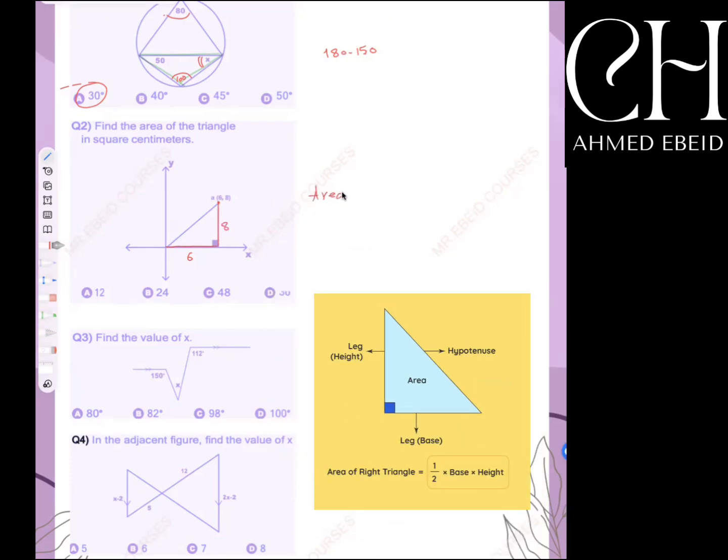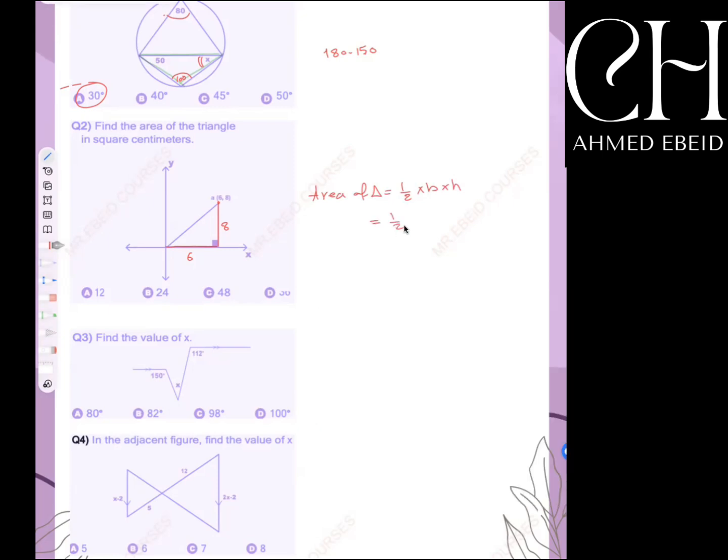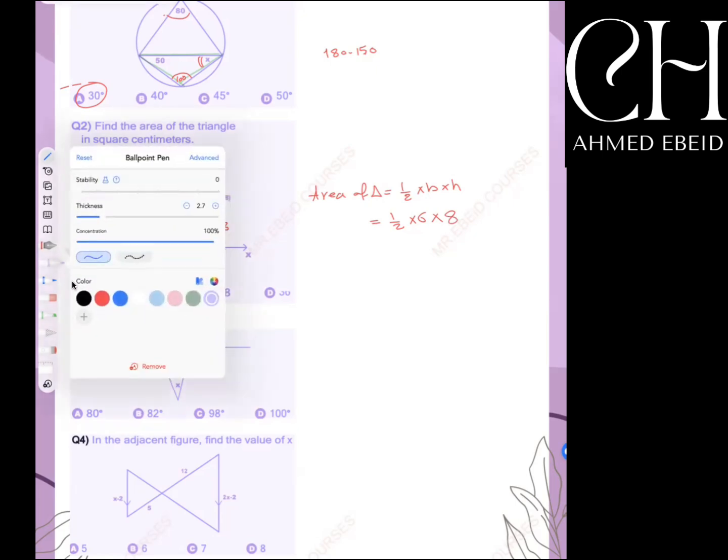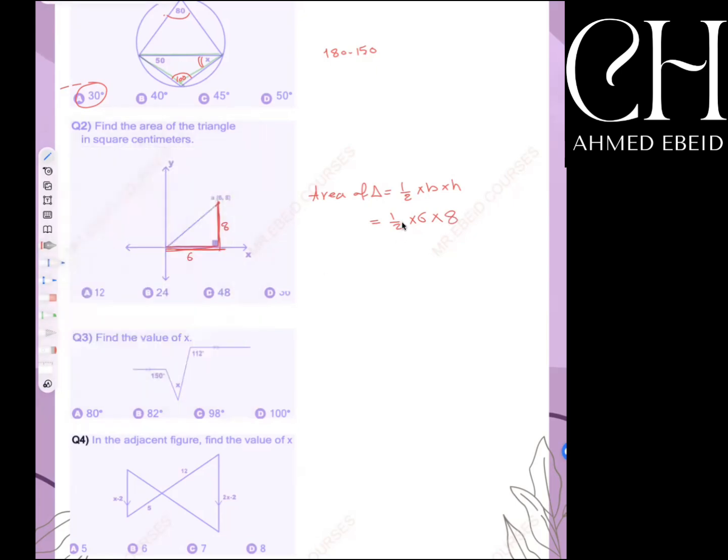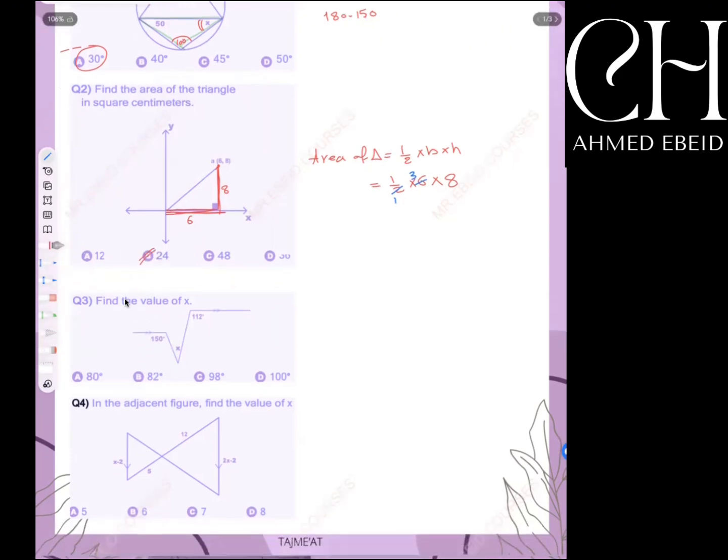So the area of triangle equals half times base times height. So it's half. This is the base, which is 6. And this is the perpendicular line, which is the height, which is 8. Now we can simplify. Divided 2, it will be 1. Divided 2, it will be 3. So you have 3 times 8, which equals 24. So the answer is B. Let's move to the next one.